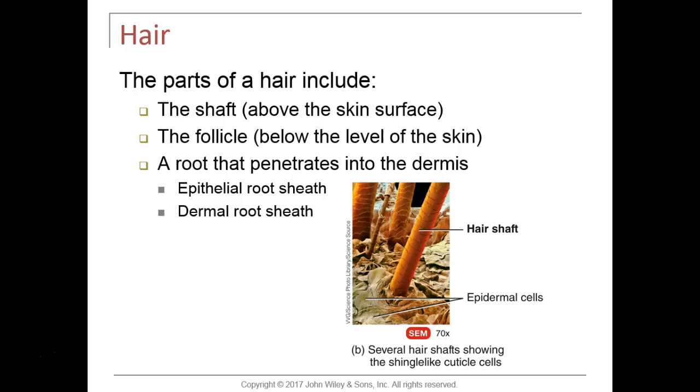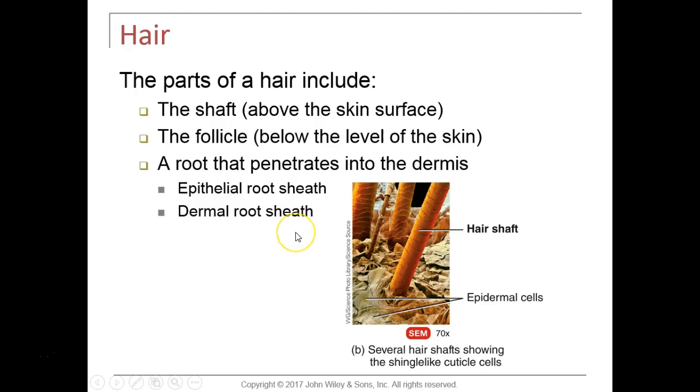So the hair follicle has what is called the root, the hair root. That's the deepest part, and there's two different parts to the hair root in the dermis. The first part, the inner part, is called the epithelial root sheath. There's a couple of layers to that you're going to see in lab. And then the outer part, which is called the dermal root sheath, predominantly that connective tissue on the outside.